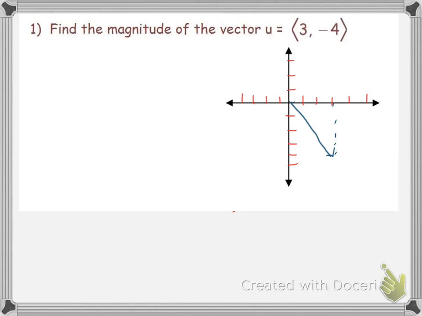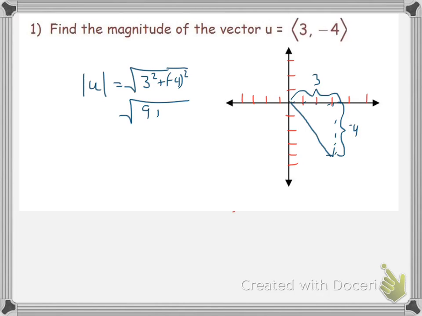And what that means is this is -4, this length is 3. So I can use that to find the magnitude of u. I can use that formula, the square root of 3 squared plus -4 squared, and that's going to be the square root of 9 plus 16. The magnitude is the square root of 25, so the magnitude of u is 5. And what that means is the length of this vector that I've drawn is 5.